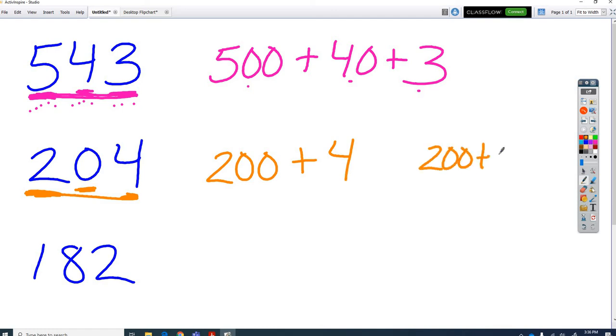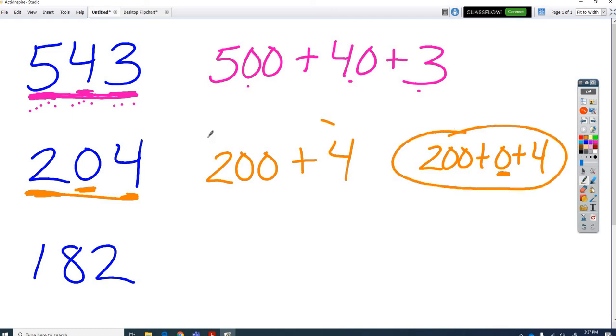So either one of these would have been okay. I could have done this and actually put the 0 in, or I could have left the 0 out, and they still are going to be the same because 200 plus 0 plus 4 is the same as 200 plus 4. And they both mean 204.